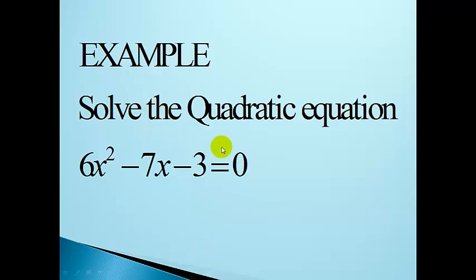Now example, solve the quadratic equation 6x squared minus 7x minus 3 is equal to 0. Coefficient of the square term is 6. Coefficient of x is minus 7 and the constant is minus 3. Now let's see how best we can solve this problem. Now let's consider this example. Solve the quadratic equation 6x squared minus 7x minus 3 is equal to 0.